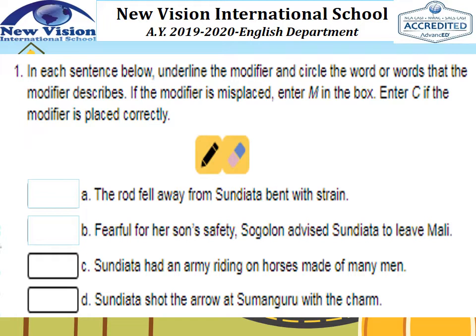Alright, after reading, did you realize that the thought isn't clear? It's as if Sundiata bent with strain, which is not, okay? So the modifier that has been misplaced here is bent with strain. Good job, make a line. Then, what does this phrase bent with strain refer to or describe? We have Sundiata or the rod. Great, it's the rod. Make a circle. So there's a mistake. It is misplaced. Put M on the box.